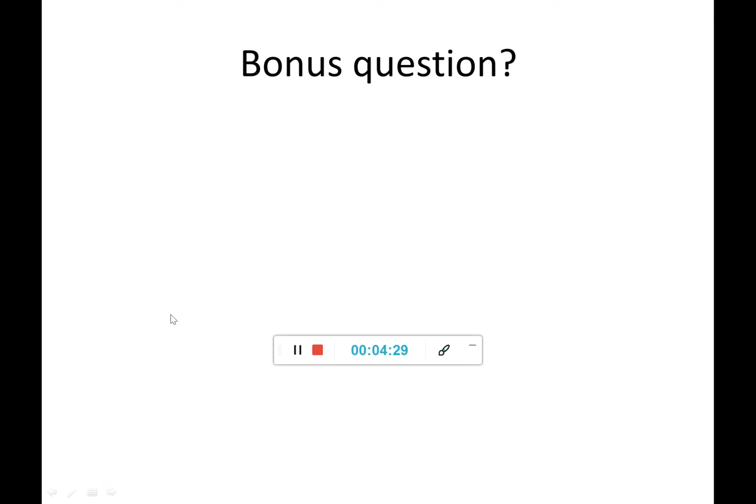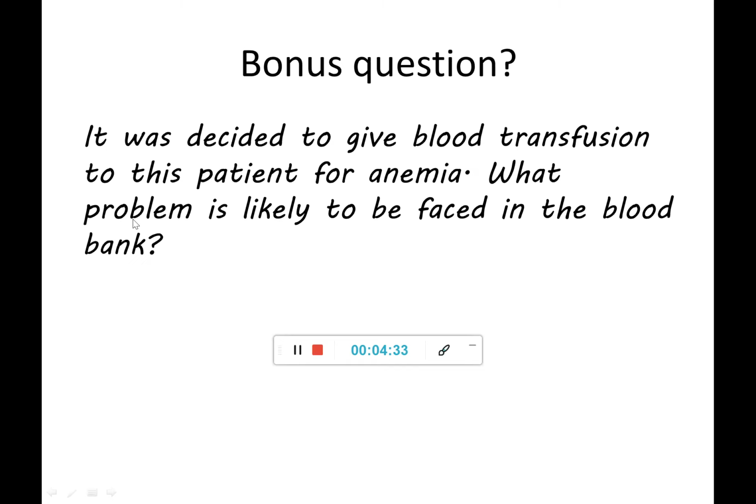Now, for those who are watching this video, there is a bonus question. The question is, it was decided to give blood transfusion to this patient for anemia. You might have noted that the hemoglobin is only 5.2. So anyway, this patient needed blood transfusion and it was decided to give. What problem is likely to be faced in the blood bank? So pause this video for a moment and think about it. Just take 10 seconds, think about it, and try to tell the answer.